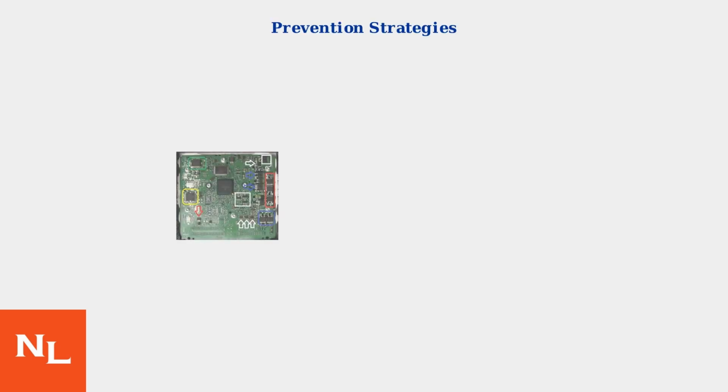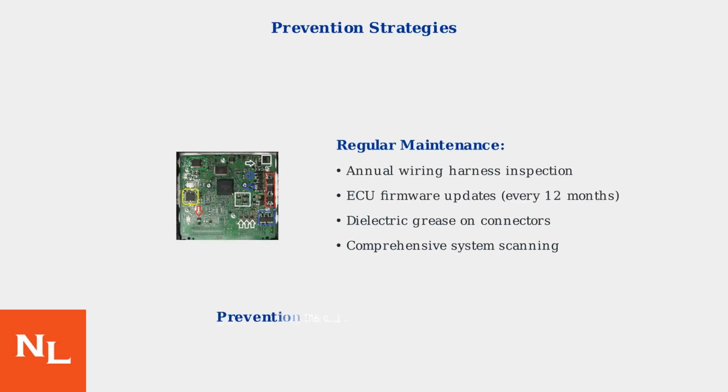Prevention is key to avoiding Error 55 recurrence. Regular wiring harness inspections, especially in harsh climates, combined with annual ECU firmware updates and comprehensive system scans, significantly reduce the likelihood of communication errors.